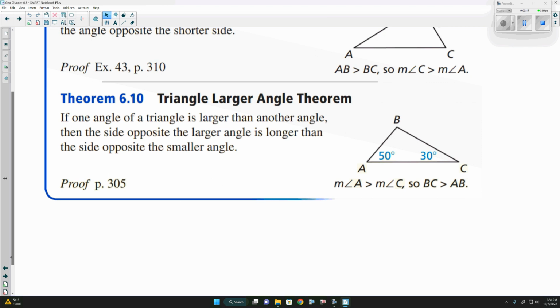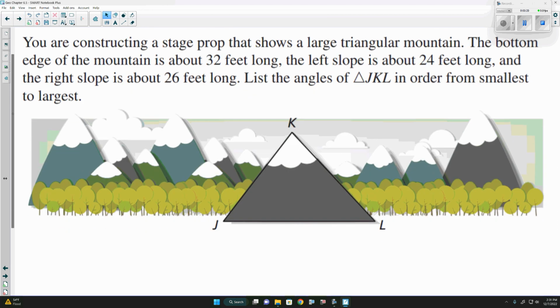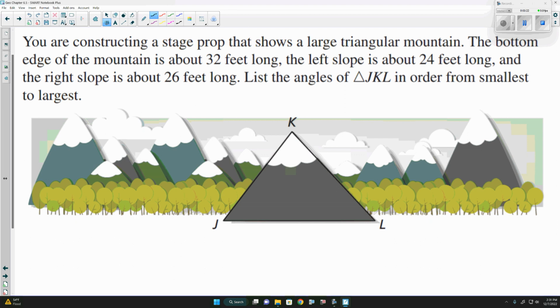So, if we look at this first problem here, you are constructing a stage prop that shows a large triangular mountain. The bottom edge of the mountain is about 32 feet long. The left slope is about 24 feet, and the right slope is 26. List the angles of the triangle from smallest to largest.